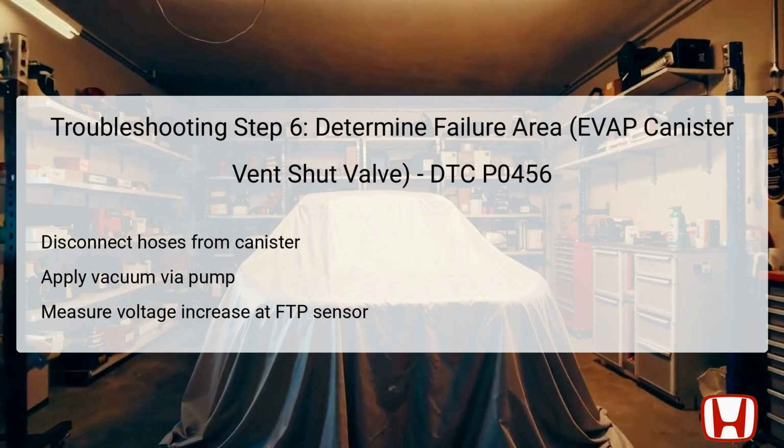Let the vacuum sit for a minute and observe if the voltage increases more than 0.2 volts. A proper increase indicates the vent shut valve is functioning correctly, whereas no significant change suggests a malfunction. Accurate diagnosis at this stage helps pinpoint the leak source before replacement, saving time and effort.